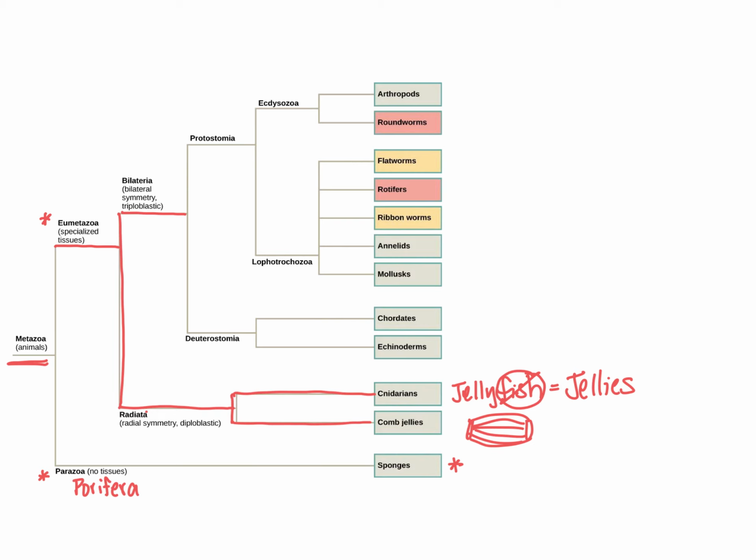Now, if we look up here at the bilateral symmetry of animals, we can take this group and further divide their classification into protostomes or deuterostomes. Once again, we're going to talk about those terms in more detail coming up. But first, looking at the deuterostomes, we have the chordates. These are going to be the animals that are vertebrates, so the animals that have a spine and a backbone. This includes things like humans.